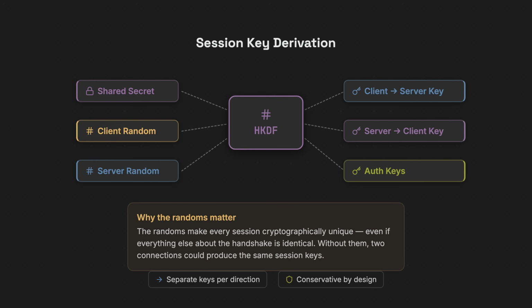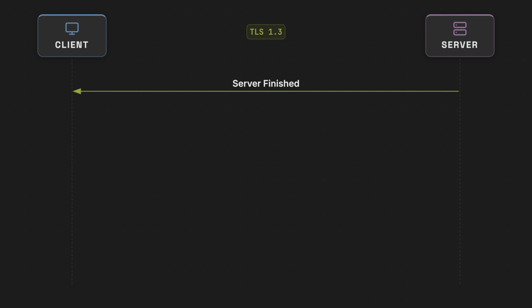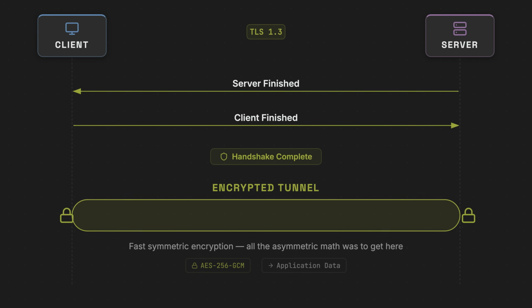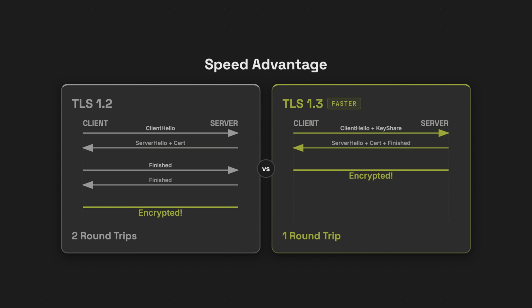Separate keys for direction, separate keys for message authentication. Conservative by design. The server sends a finished message encrypted with the newly derived key. The client verifies it, confirming derivation worked on both sides, then sends its own. And now your actual HTTP request goes through. Fast symmetric encryption doing the heavy lifting. All of the asymmetric math was purely to get here. The whole handshake in TLS 1.3: one round trip. TLS 1.2 needed 2. That difference is measurable in real page load times, especially on mobile and high latency connections.